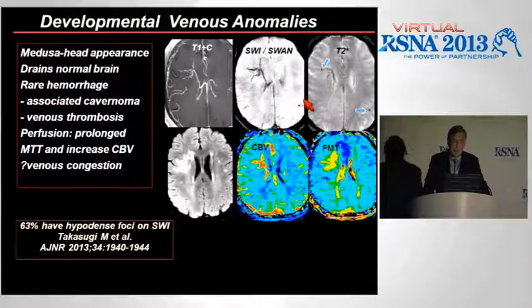So even though we think of most developmental venous anomalies as being benign, there are probably a subset of developmental venous anomalies that are in the process of developing cavernomas associated with them and can alter the flow locally within the drainage field of the DVA.